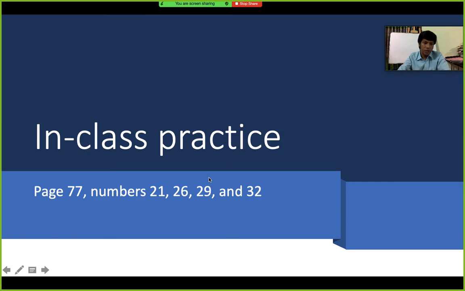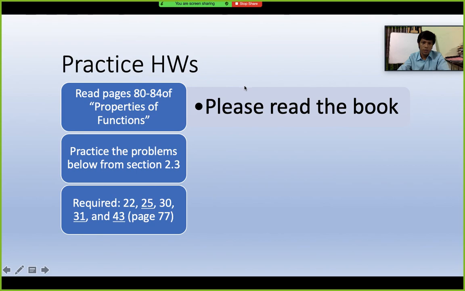We have then in-class practice, which is also related to today's class. Then we have some practice homework. You do not have to submit this work, and there are some things that we want you to read. This is from page number 80 to 84, properties of functions, a bit more. Then practice from 2.3, this math and this math, and they are related to the things that we discussed, even and odd functions, and how to identify which one is an even function and which one is an odd function.